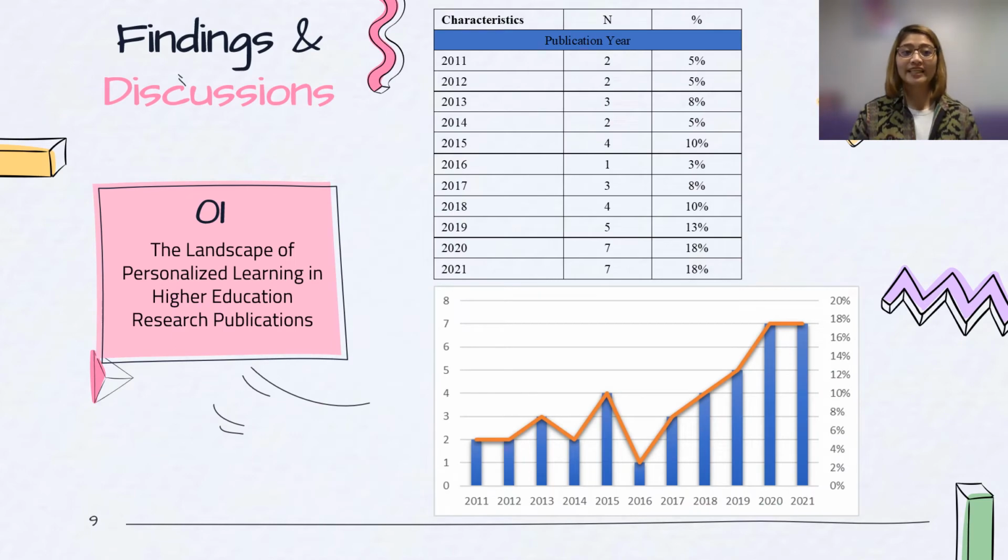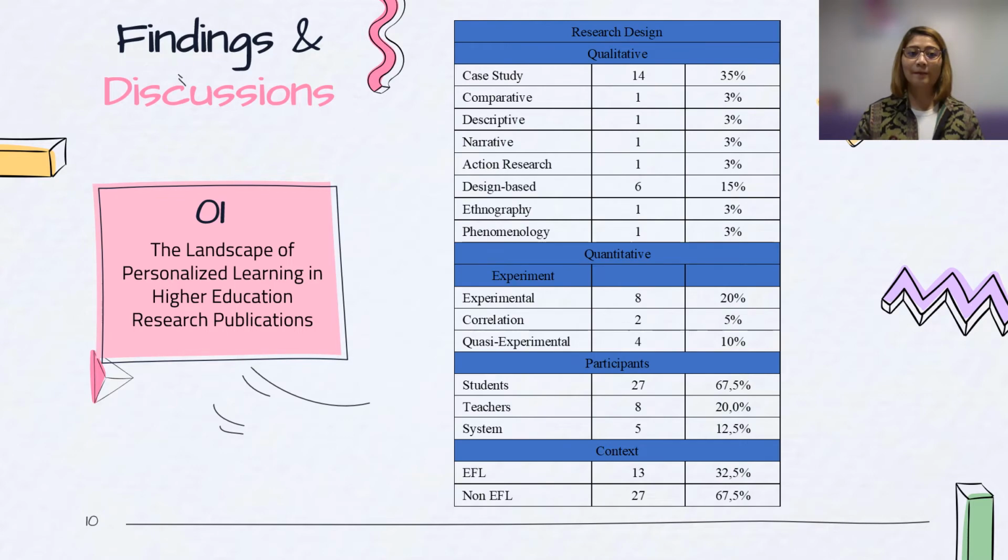There are 5 findings in this study. The first is the landscape of PL in higher education research publication. The demography of reviewed studies depicts that PL research has increased recently in the last 3 years, from 2019 to 2021. Most of the empirical studies were presented as case studies and followed by the other research designs.